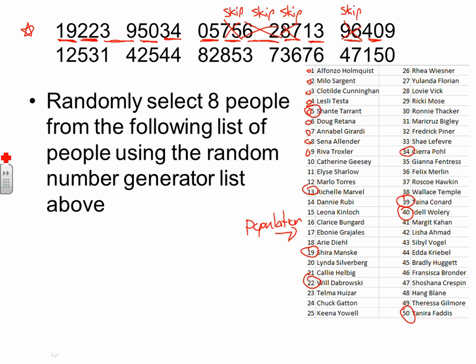And this would be different if I started at a different row. Let's say I started at the second row. We'd have 12, which was Marlo. 53, I would skip. 14, Danny. 25, Kina. 44, Etta. 82, skip. 85, skip. 37, Roscoe. 36, Felix. That's 1, 2, 3, 4, 5, 6. 76, skip. 47, Shoshana. And 15, Leona. Okay? So that's the idea.